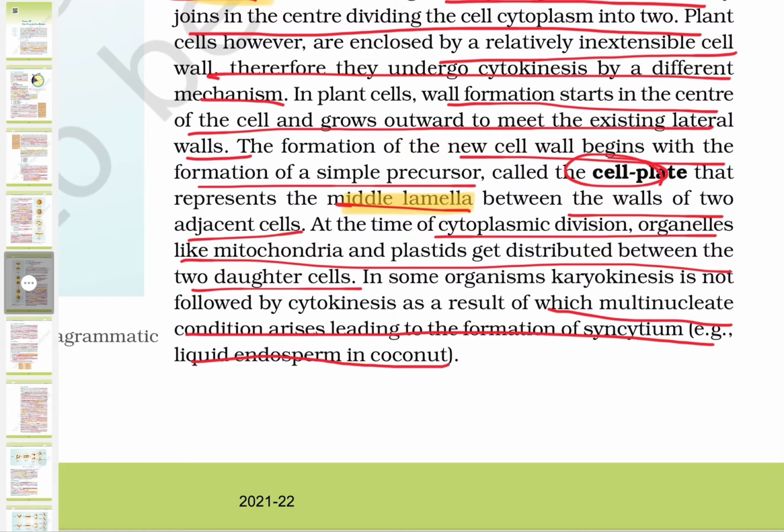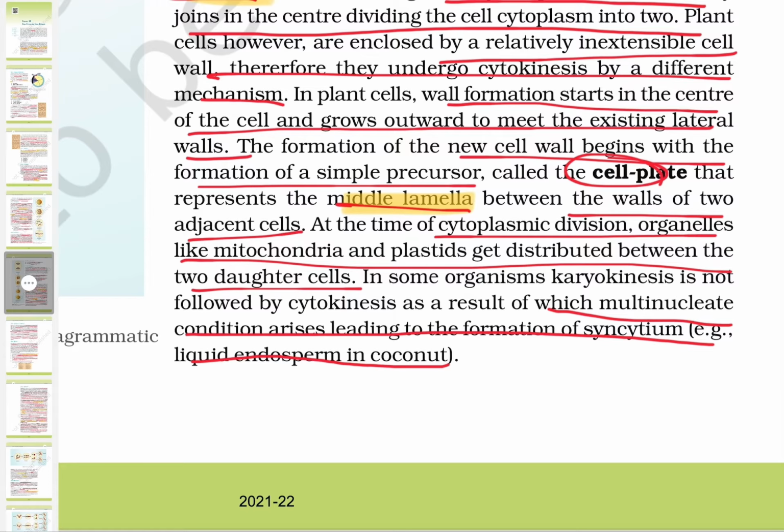Now in some organisms karyokinesis is not followed by cytokinesis. तो क्या हो जाएगा, एक सेल के अंदर बहुत सारे न्यूक्लियस हो जाएंगे, साइटोप्लाज्म स्प्लिट नहीं हुआ है, न्यूक्लियस बढ़ चुके हैं. So it creates a multinucleate condition which we call the syncytium, and it happens in liquid endosperm in coconut. Let's talk about the significance of mitosis.